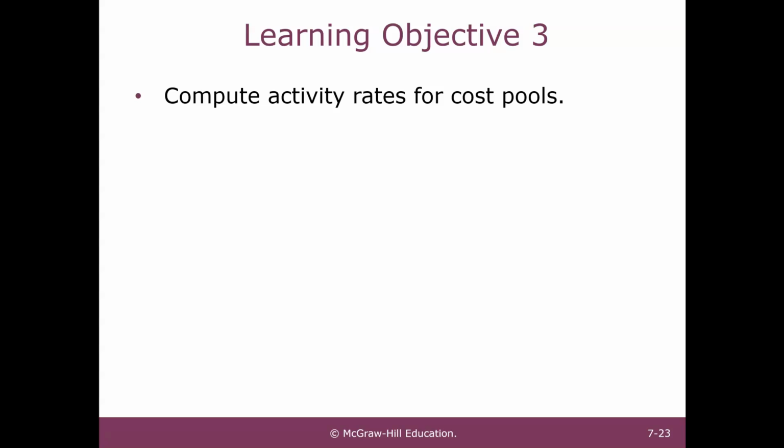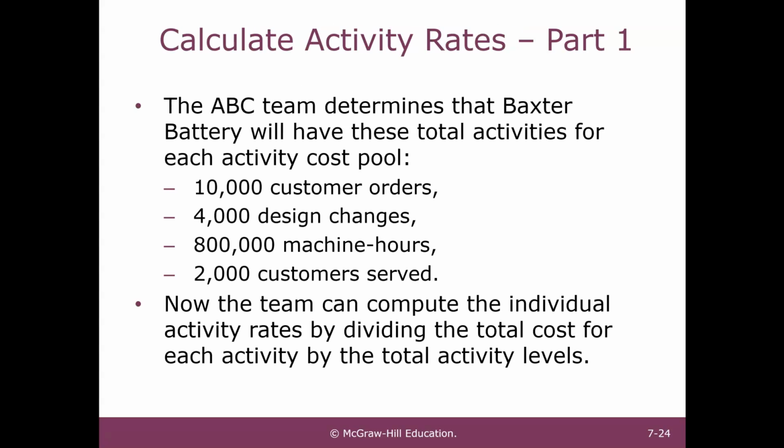Now the second thing we're going to do is compute activity rates for the cost pools. The company has determined that there are 10,000 customer orders, 4,000 design changes, 800,000 machine hours, and 2,000 customers served. We're going to take those totals and calculate what it is per customer order, per design change, per machine hour, and per customer served.